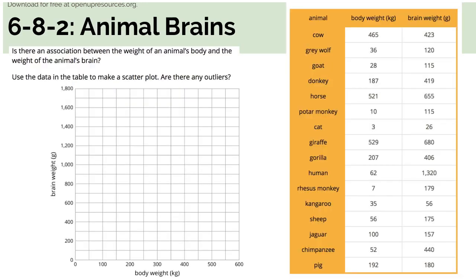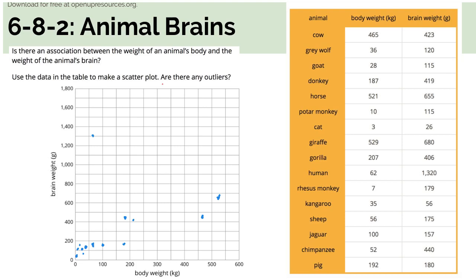In this activity, we're trying to figure out, is there an association between the weight of an animal's body and the weight of the animal's brain? They give you a bunch of data and a grid to make a scatter plot. Go ahead and plot that data and answer this first question, and then questions 1 through 3 as well.